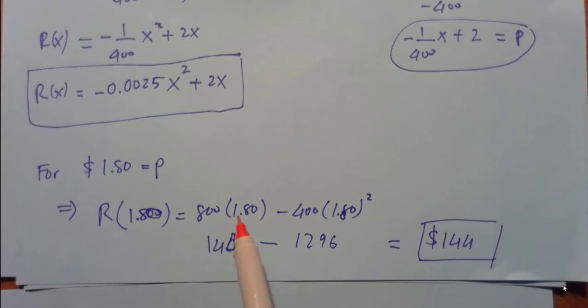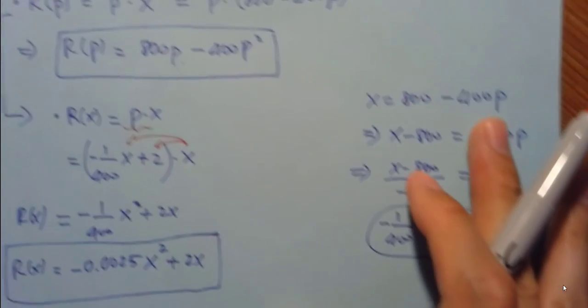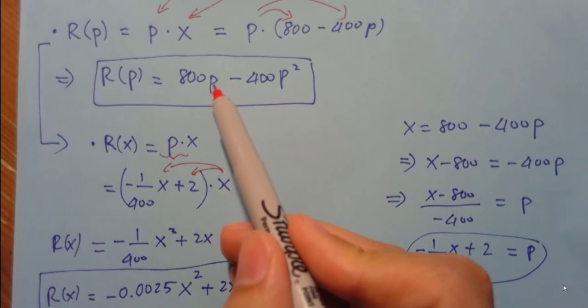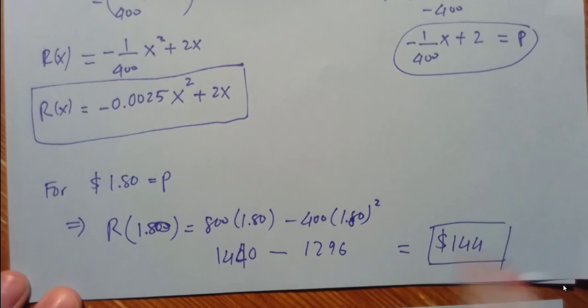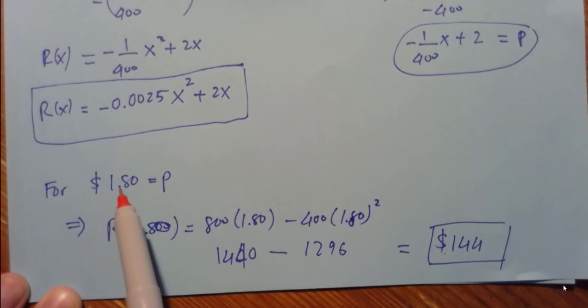800 multiplied with 1.80, subtract 400 multiplied with 1.80 squared, because it's here, right? 800 times 1.80 minus 400 times 1.80 squared, which is right here, and multiplied together gives me 1440. Multiplied together gives me 1296. Subtract that together, so I get the revenue of $144 at the price of 1.80 for each sketch pad. Okay, so that is how you solve the problem, and thanks for watching.